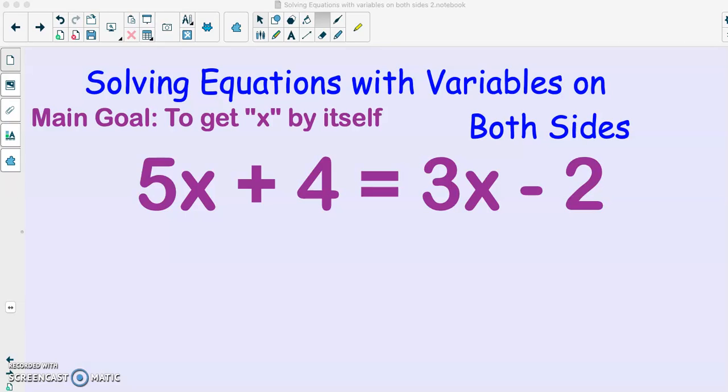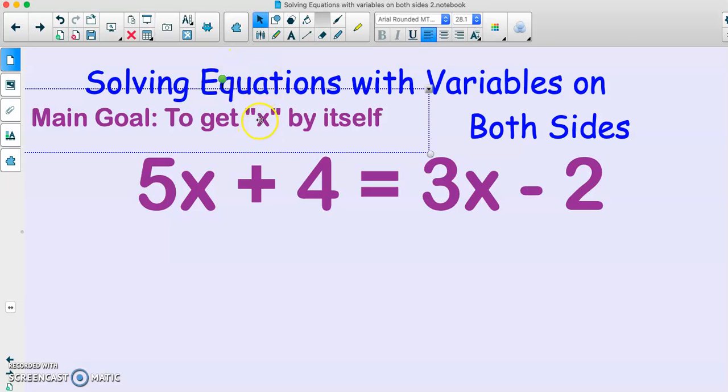Algebra students, we are going to solve equations with variables on both sides. Prior to this, we were just doing equations with a variable on one side, but now it happens when it's on both sides. I'm going to show you a method called the box method. It has to do with combining like terms and moving terms to the other side of the equal sign. Our main goal here is to get x by itself. Same deal, but we've got to get those x's together.